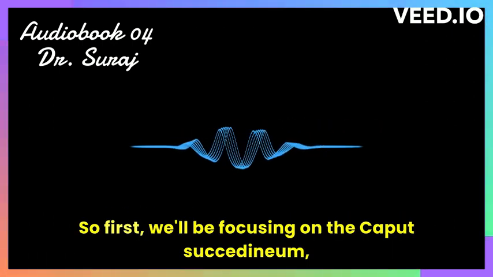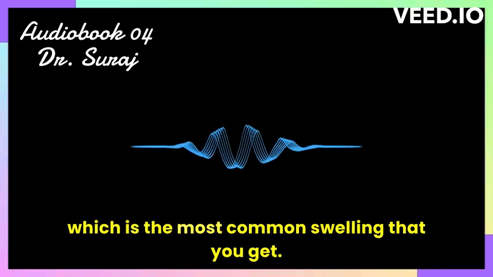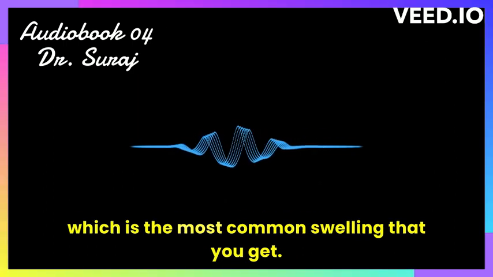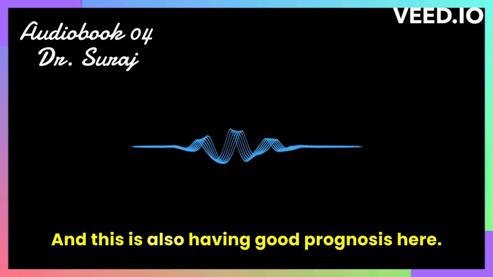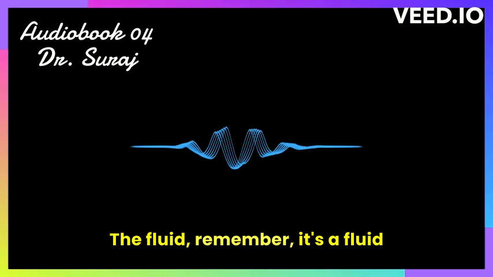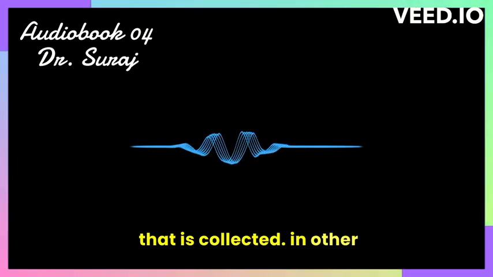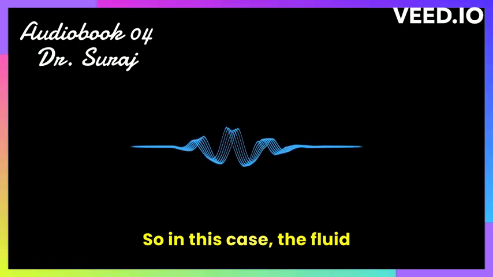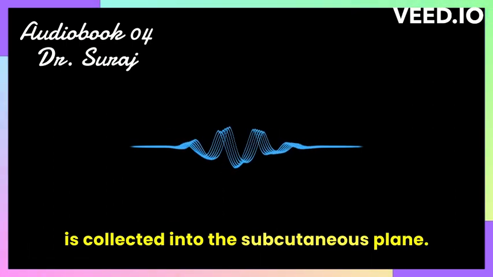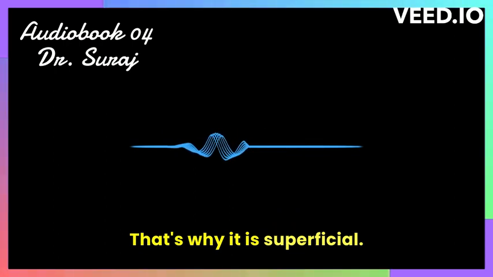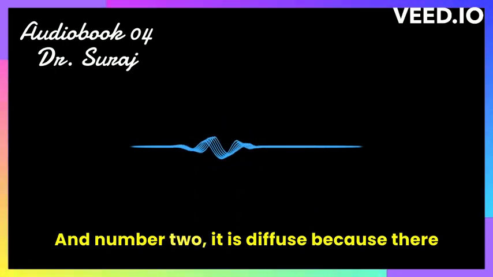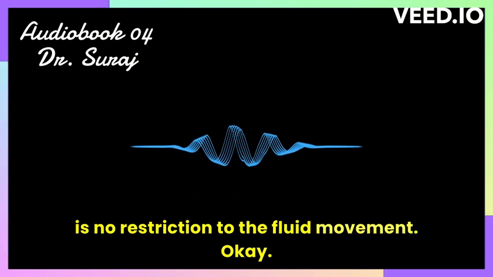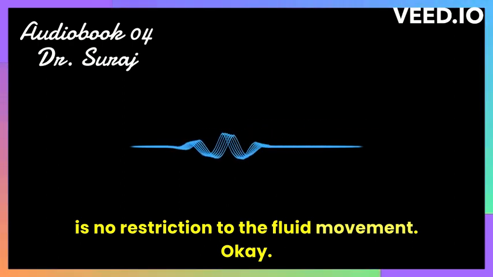Okay, so depending on where the fluid or the blood is collecting, we have three kinds of swelling. First we will be focusing on the caput succedaneum, which is the most common swelling that you get, and this also has a good prognosis. Here the fluid, remember it's a fluid or edematous fluid that is collected. In the other two conditions, blood is collected. So in this case, the fluid is collected in the subcutaneous plane. That's why it is superficial, and number two, it is diffuse because there is no restriction to the fluid movement.